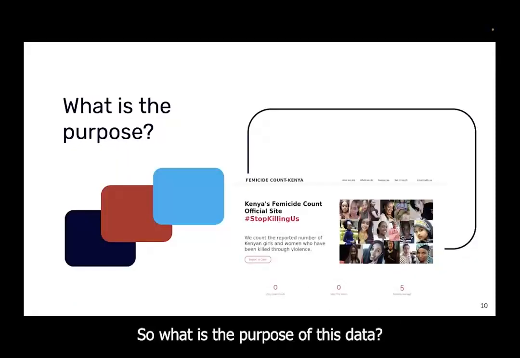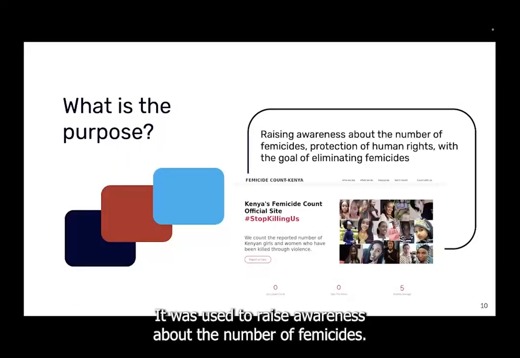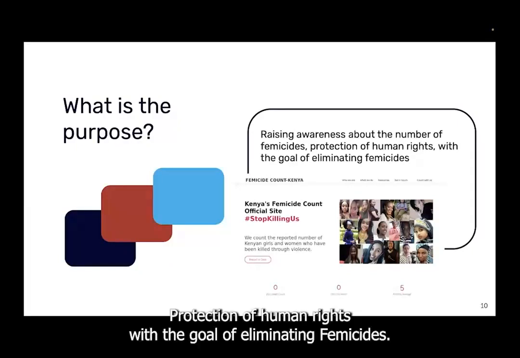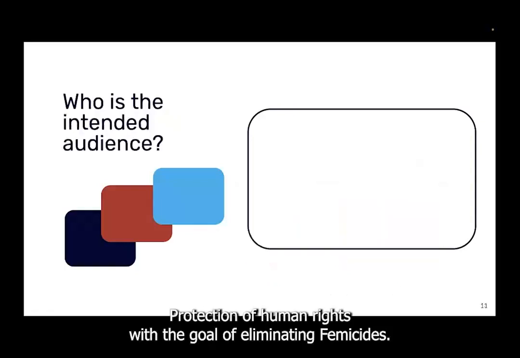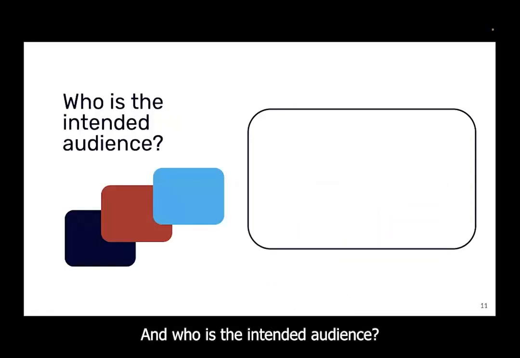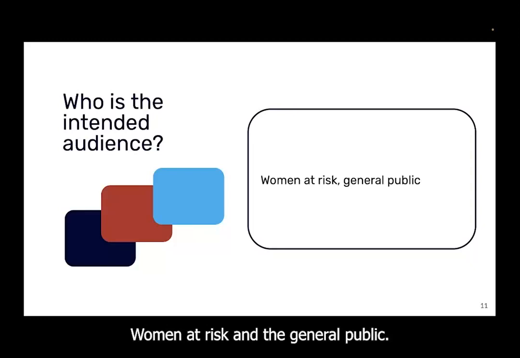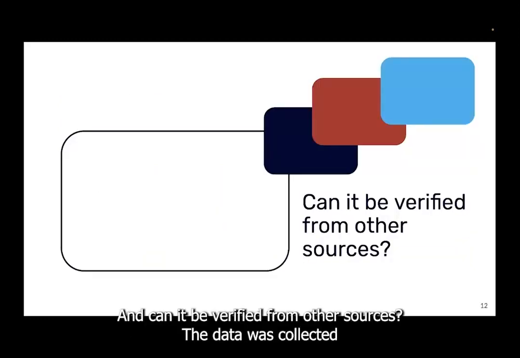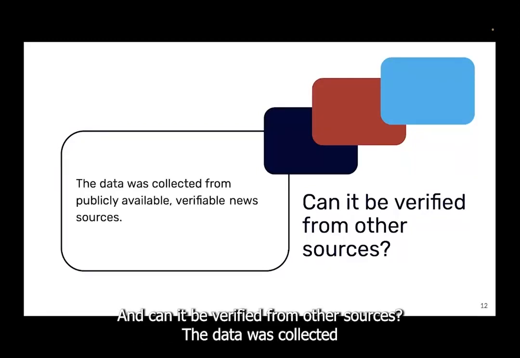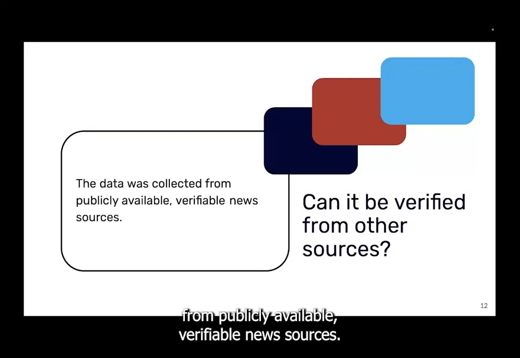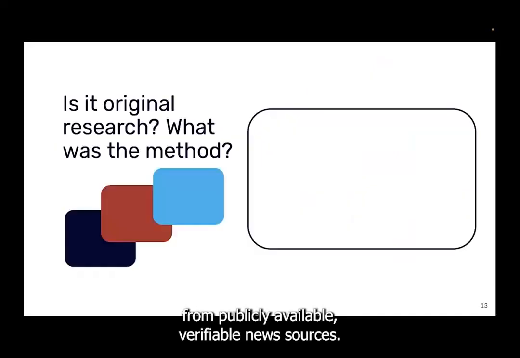So what is the purpose of this data? It was used to raise awareness about the number of femicides and the protection of human rights, with the goal of eliminating femicides. And who is the intended audience? Women at risk and the general public. And can it be verified from other sources? The data was collected from publicly available, verifiable news sources.